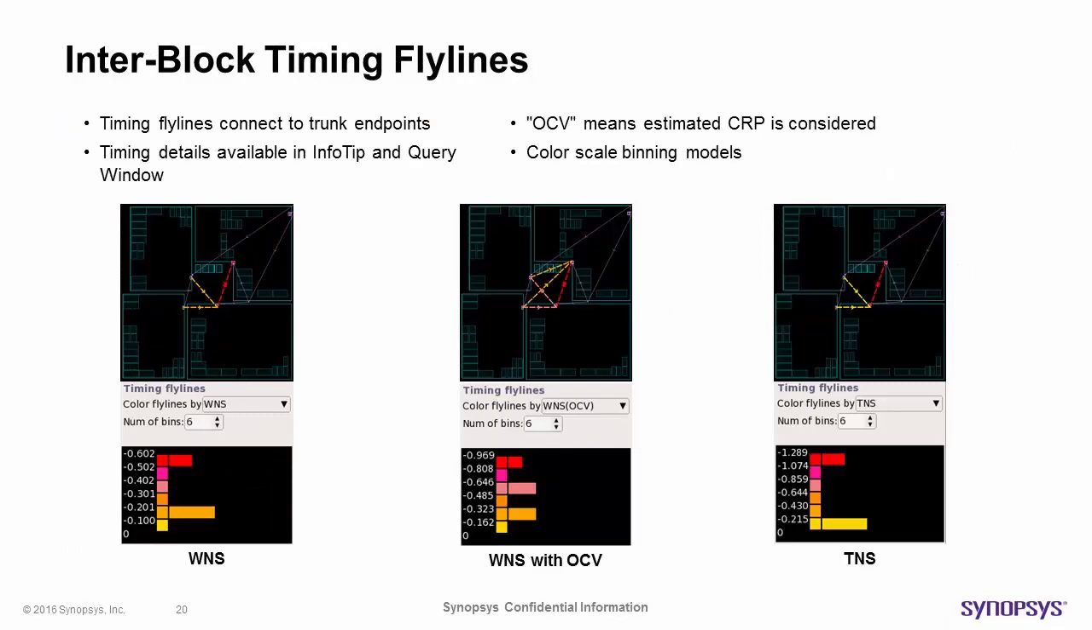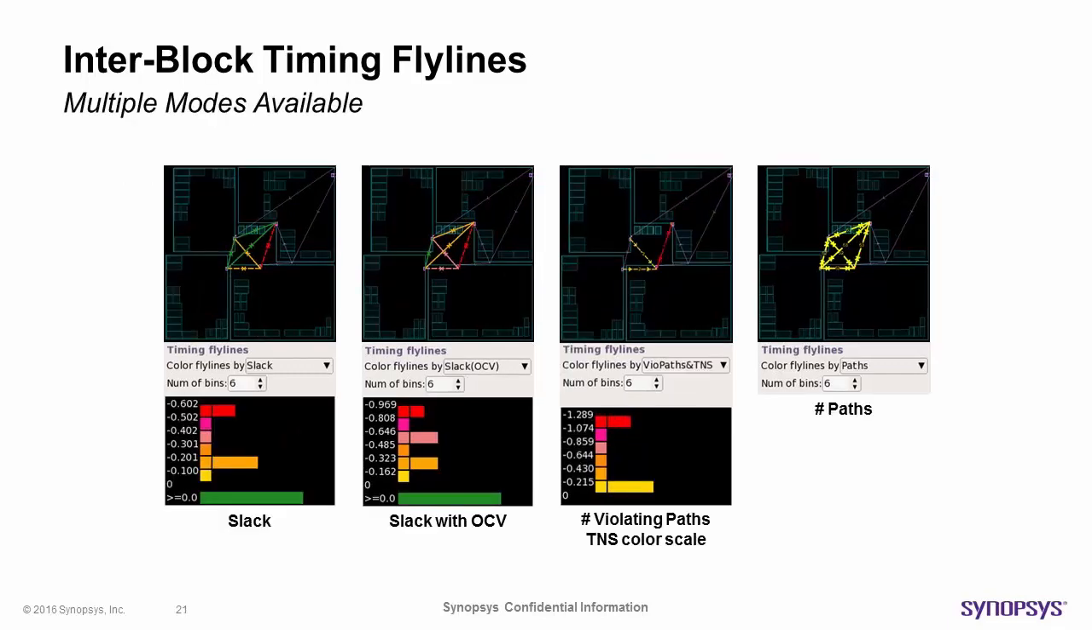This page shows how we use inter-block timing file lines. Timing file line connects to trunk endpoints. Its detail is available in info tips and query windows. OCB means estimate CRP is considered. Now we also have color scale binning mode available. There are also other modes available, for example, Slack with OCV, number of violating paths, TNS color scale, and number of paths between blocks.